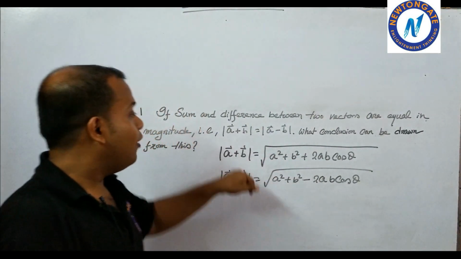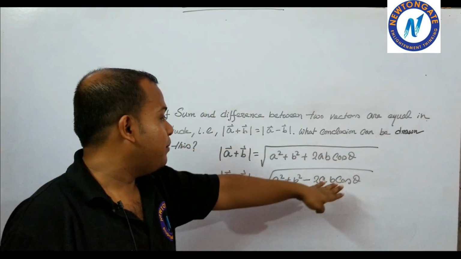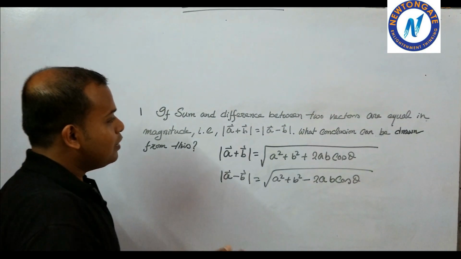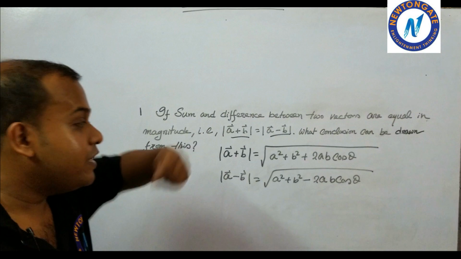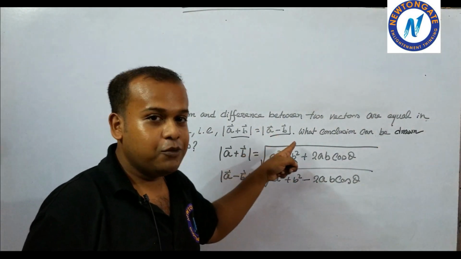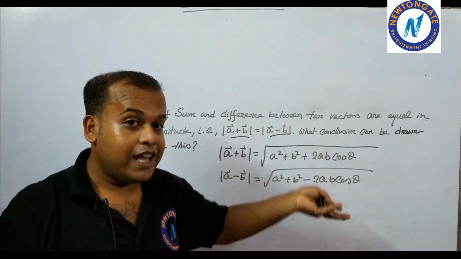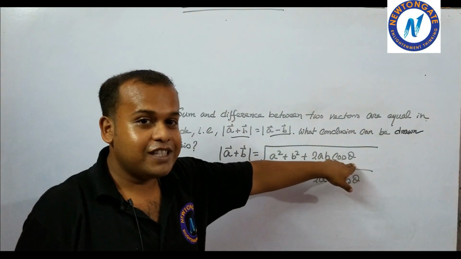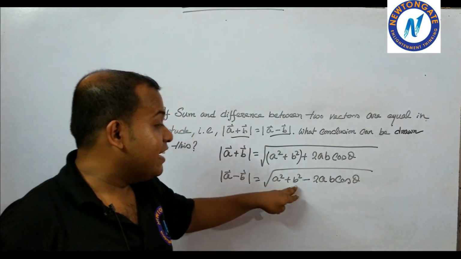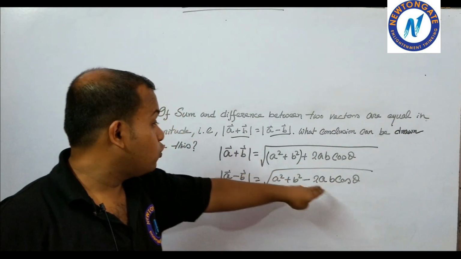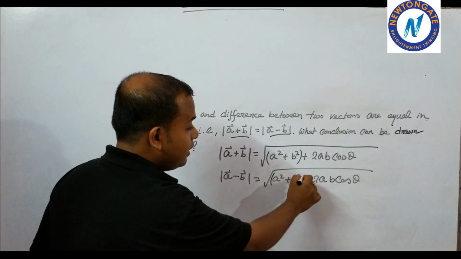Now we have to find out under which condition this holds good, or what conclusion can be drawn from these two vectors. Suppose this is a plus b and this is a minus b. Under which condition will these two be equal? See here, twice ab cos theta is being added to this quantity, and here the same quantity, twice ab cos theta, is being subtracted from the same quantity.